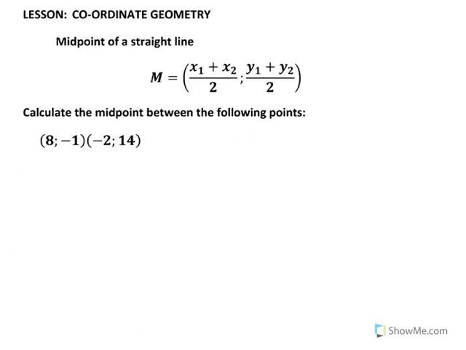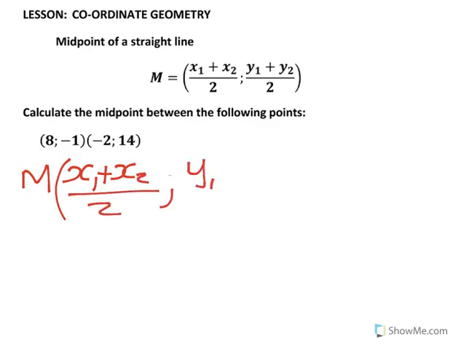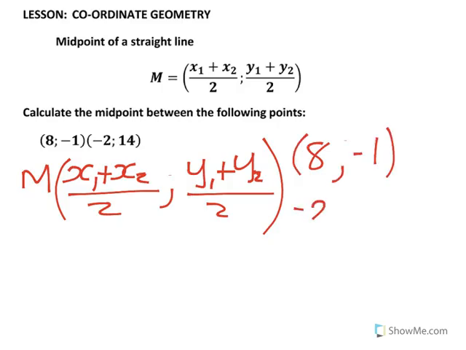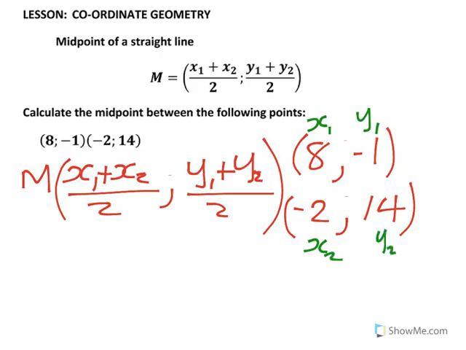The next one is the midpoint of a straight line. When we are looking at the midpoint of a straight line, m is equal to x1 plus x2 over 2, and then y1 plus y2 over 2. And then the 2 points there, you have got 8, negative 1, and then you've got minus 2 and 14. So what do you do again? Like I did, this is your x1, this is your y1, the one below is your x2, and this is your y2.